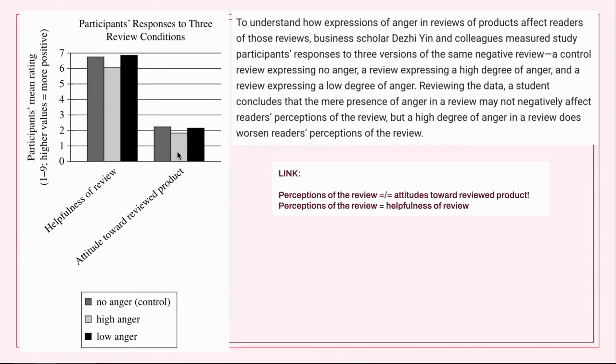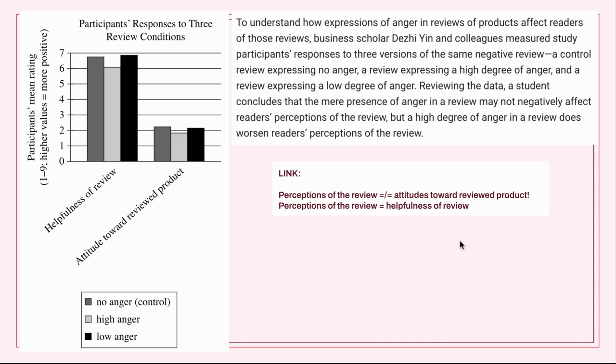We have helpfulness of review and attitude towards the product. But when we're saying perceptions of the review, we're probably talking about the helpfulness of review, because perceptions of the review is just pretty much our thoughts about the review. And here, thoughts about the review is just how helpful they think the review is. So we can just ignore this attitude toward the reviewed product part, because the claim isn't talking about the attitude toward the product. We're just talking about the review itself. So perceptions of the review equals helpfulness of the review.